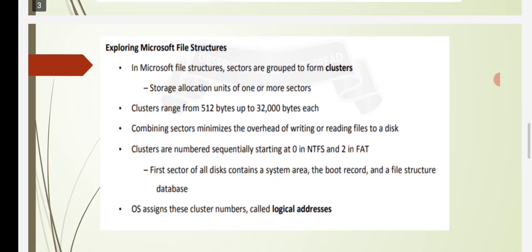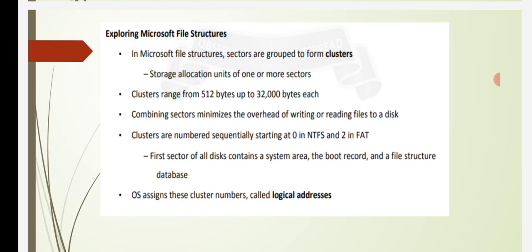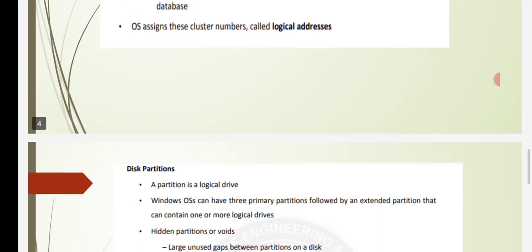Exploring the Microsoft file system. In the Microsoft file structure, sectors are grouped into clusters, which are storage allocation units of one or more sectors. Clusters range from 512 bytes up to 32,000 bytes each. Combining sectors minimizes the overhead of writing or reading files to disk. The first sector of all disks contains a system area, the boot record and the file structure database. The operating system assigns these cluster numbers, called logical addresses.